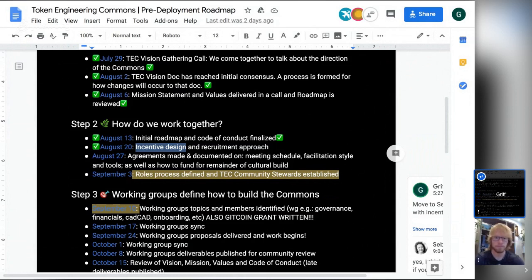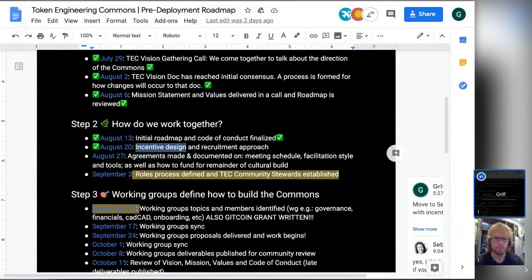Livia put up the proposals. We're voting on the incentive design, the internal comms and external comms plan, as well as the decision-making process. And then next week we're going to focus, assuming those things pass. If they don't pass, then we're going to have to do those again, as well as start working on roles and defining the community stewards process.